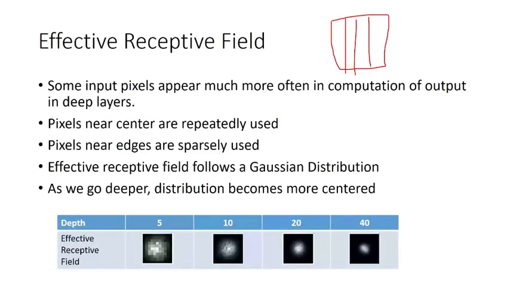4, let's make it 5. Okay, 1, 2, 3, 4, and 5. 1, 2, 3, 4, 5. Okay, so now this is a receptive field of 5 by 5.